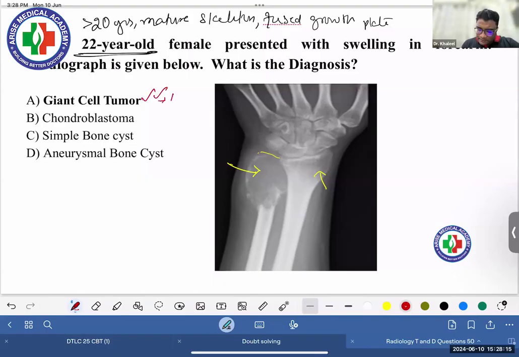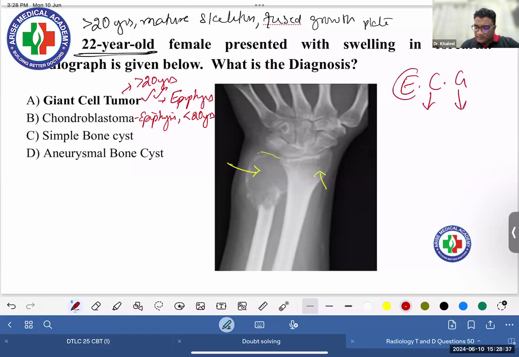Chondroblastoma is also in the epiphysis, but this is usually less than 20 years, unfused skeleton. So giant cell tumor is in the epiphysis, but this is always above 20 years, whereas chondroblastoma is also in the epiphysis, but below 20 years. There are two tumors that occur in the epiphysis. One is chondroblastoma and one is GCT.